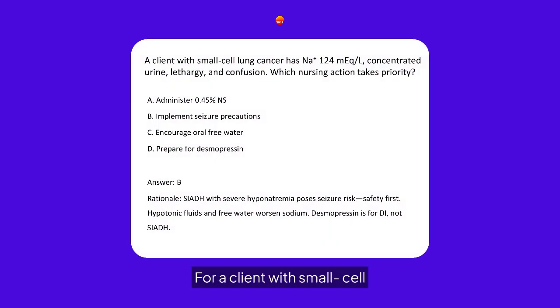For a client with small cell lung cancer and severe hyponatremia, implementing seizure precautions is the priority. SIADH with severe hyponatremia poses a significant seizure risk, and safety must be prioritized over other interventions.